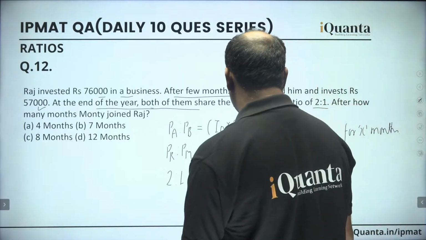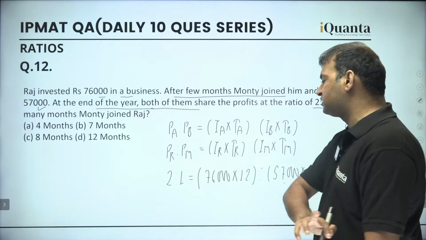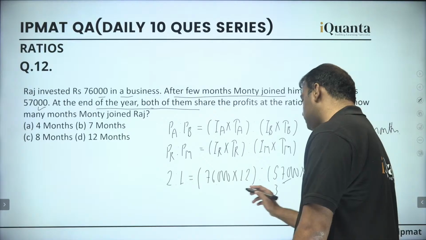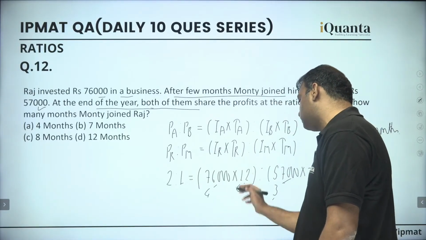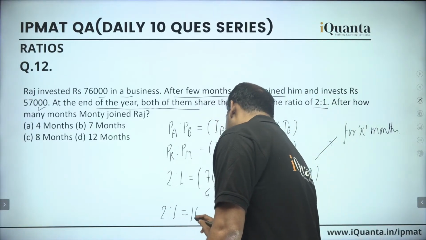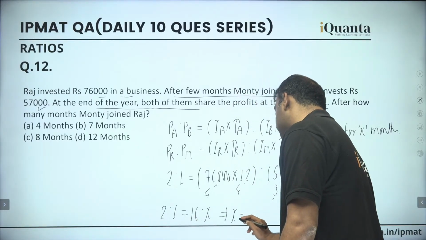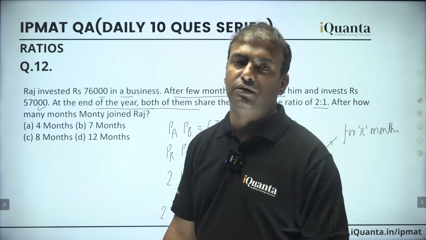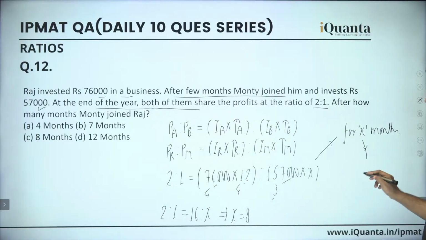Let me show you how. So this is 2:1, this is this. So 76,000 and 56,000, they both are divisible by 19,000. This 19,000 threes are, this is 19,000 fours are. And this 3 fours are is 12, right? So we can say 2:1 is 16:X, all right? Now by the help of this, we can easily say that the value of X is 8. That means Monty has invested in the business for 8 months, all right?